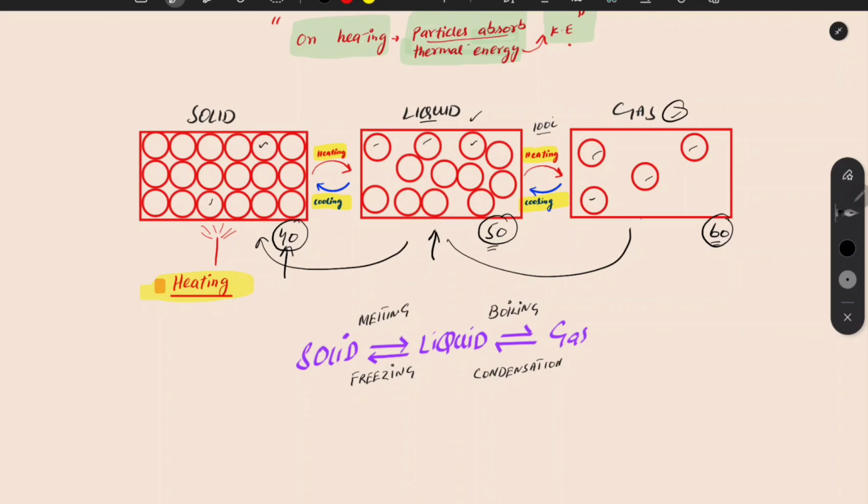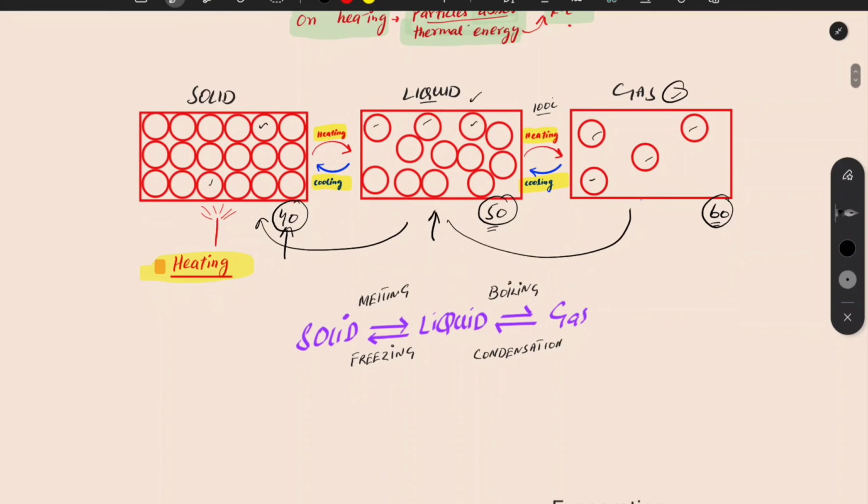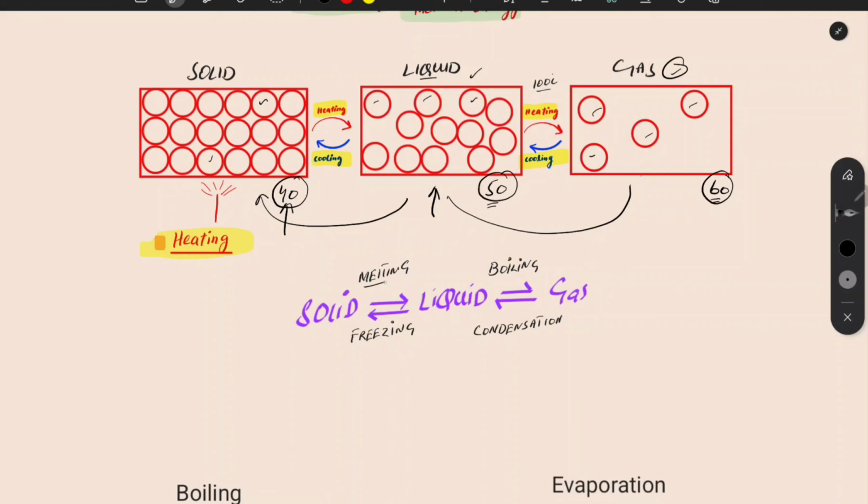Now we have some names that we have given to these steps of conversion. If you convert solid particles into liquid, this process is called melting, and the temperature at which this process occurs is fixed. Different substances have a different fixed temperature at which they convert from solid to liquid, and that temperature is called the melting point. And if you want to convert liquid into gas, this process is called boiling, and the temperature at which this process occurs is called the boiling point.